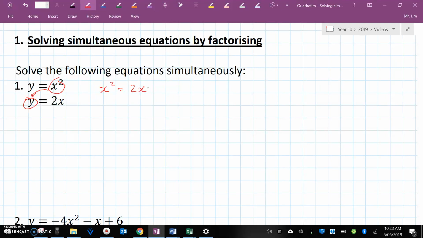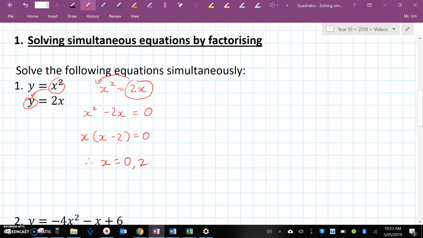The next thing is to make sure x squared is positive. Yes. Does it equal 0? No. So we need to move this to the other side. x squared minus 2x is equal to 0. Is it factorized? No, it isn't. So we need to factorize it. x bracket x minus 2 is equal to 0. Therefore, x is equal to 0 or 2.